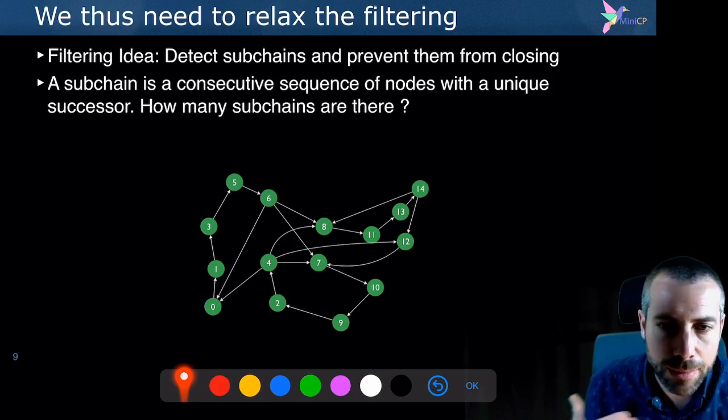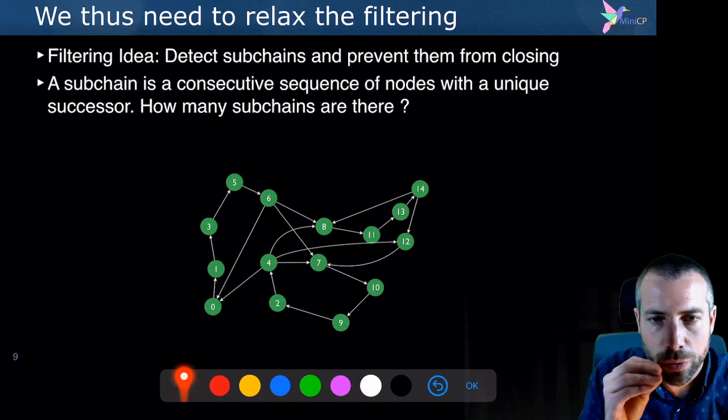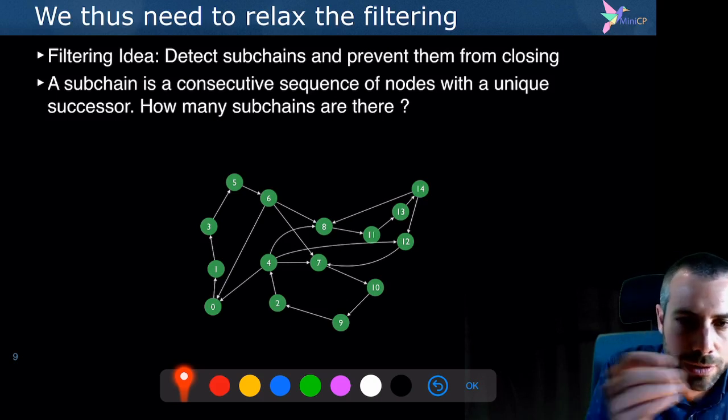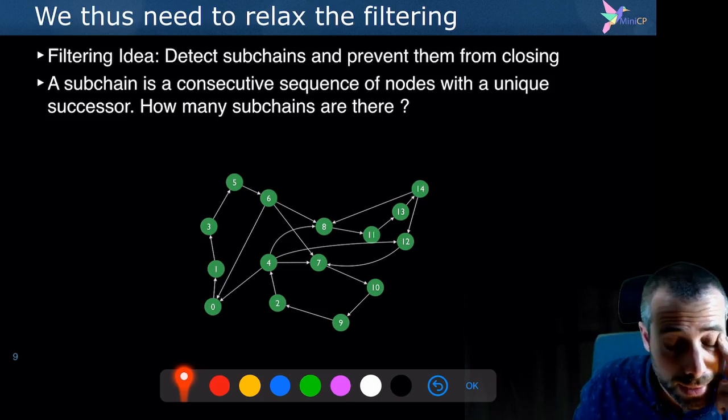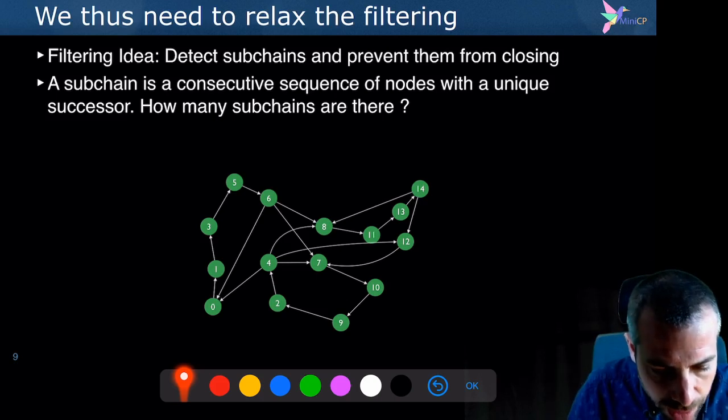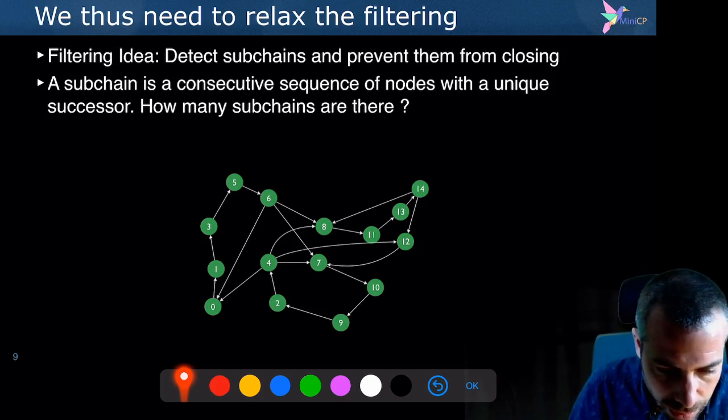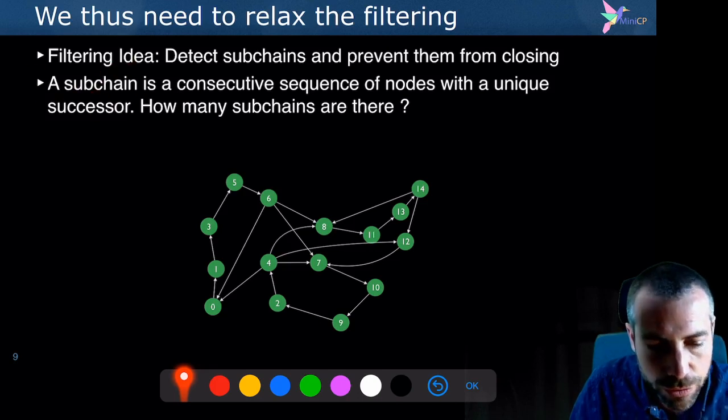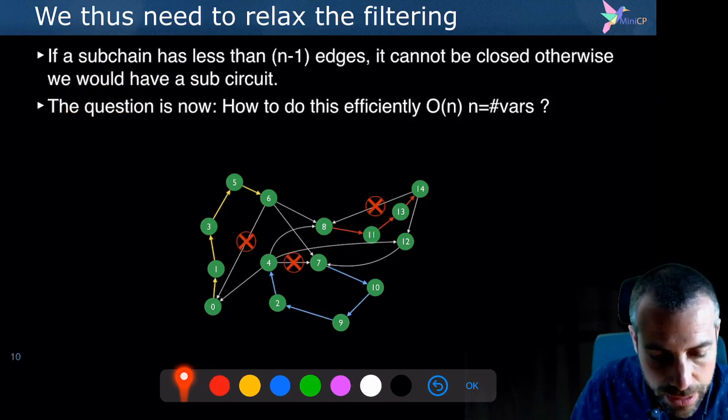Every time we discover that a chain is created, we will prevent it from closing too early. So assume that we have this situation here. We define a subchain as a consecutive sequence of nodes with a unique successor. So the question here is, how many subchains do we have here? Example. The answer is given here.